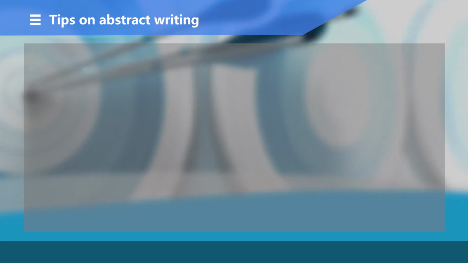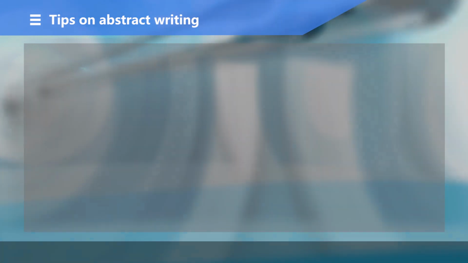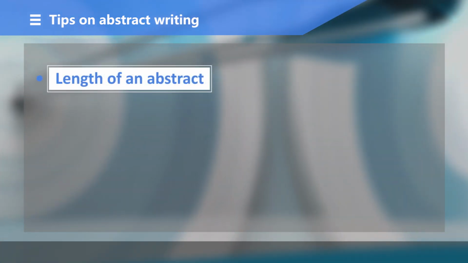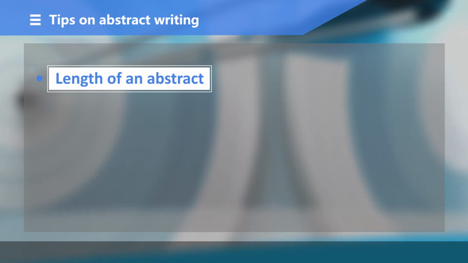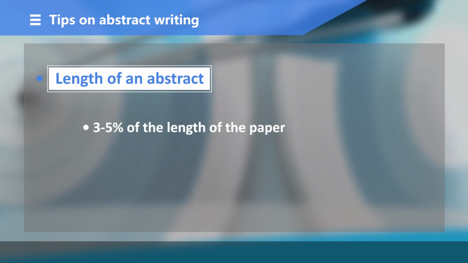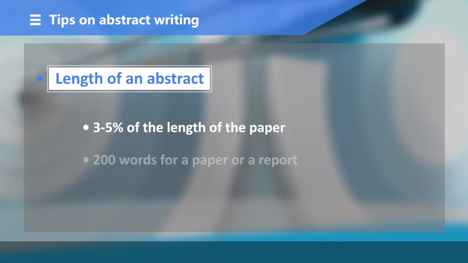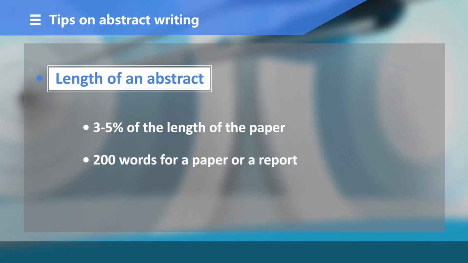For abstract writing, here are some tips. First, we need to know how long an abstract should be. An abstract should be as brief as possible. Usually, it is 3 to 5% of the length of the paper. For paper or report, it is around 200 words.